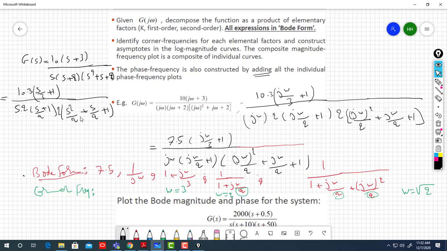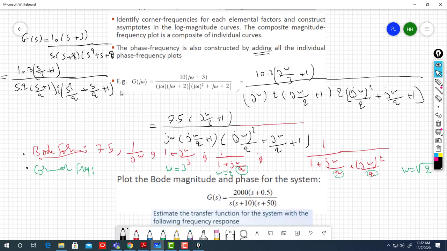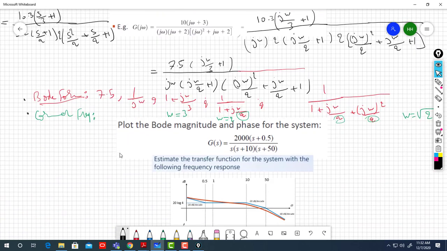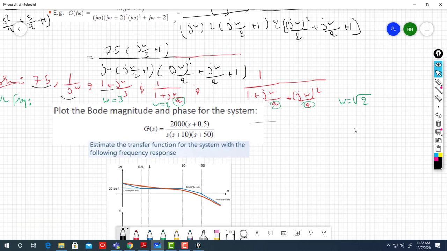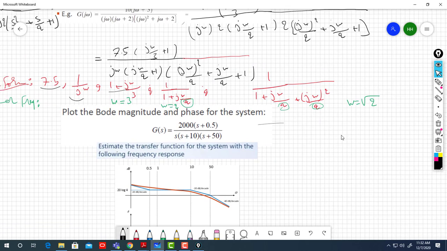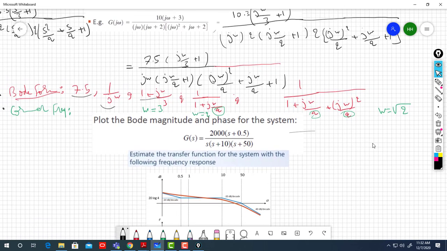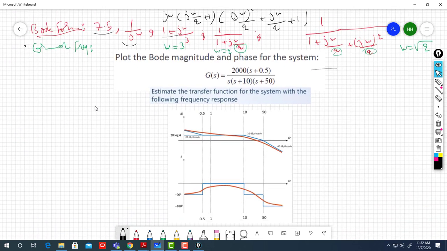So we have two things you need to remember: Bode form and corner frequency. This is the standard form we know, this is the standard form we know, etc. So you can draw. And the corner frequencies here are omega equals 3, omega equals 2, omega equals square root of 2 according to the standard form. So if that's the case, now you can draw the Bode diagram.